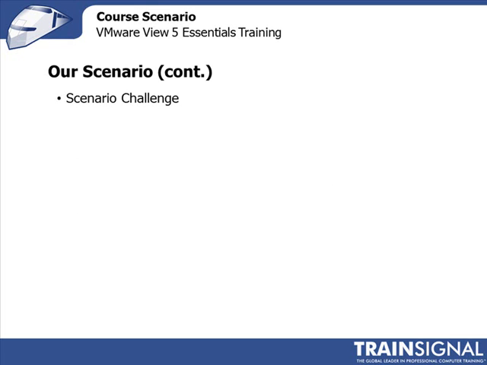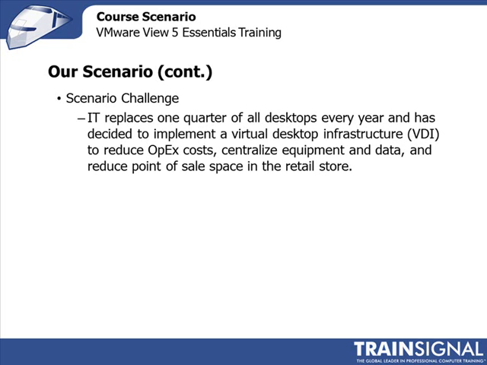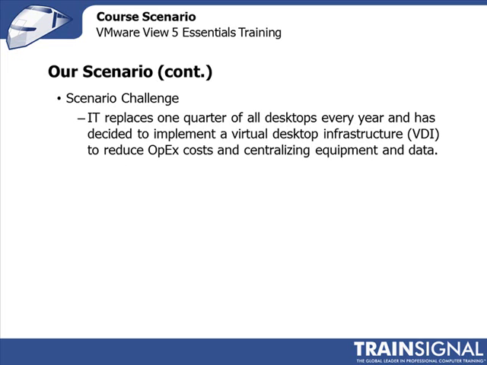And now for some of the challenges that Home and Family Insurance plans to tackle using their View infrastructure. IT is currently in a 4-year lease cycle on desktops. This requires the IT staff to have to replace each user's desktop every 4 years. In order to reduce the OpEx costs, the IT department has decided to implement a virtual desktop infrastructure, which gives them the additional advantage of centralizing all of the equipment and data into the data center, allowing them to not only reduce costs, but also to increase security.